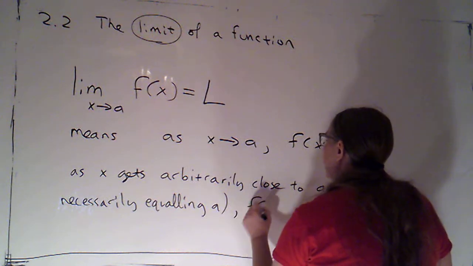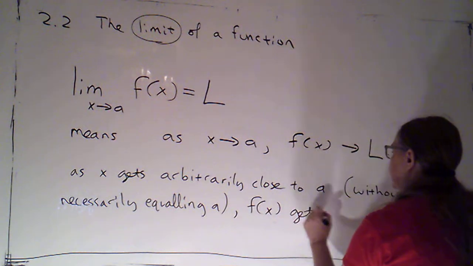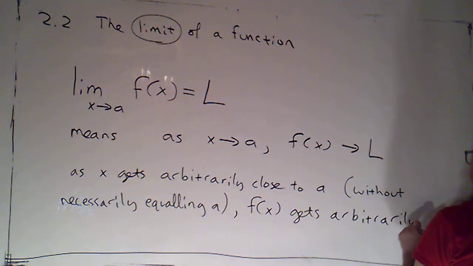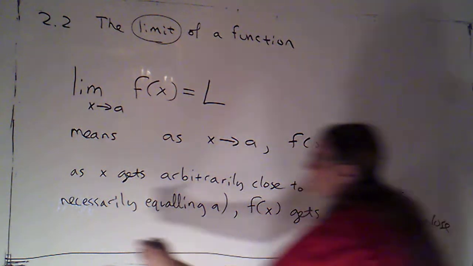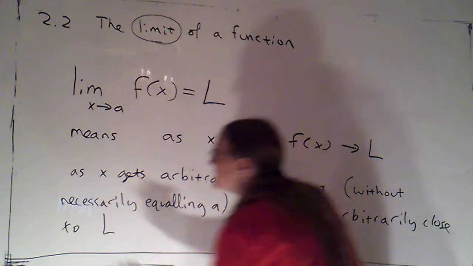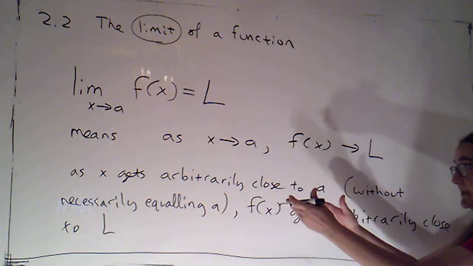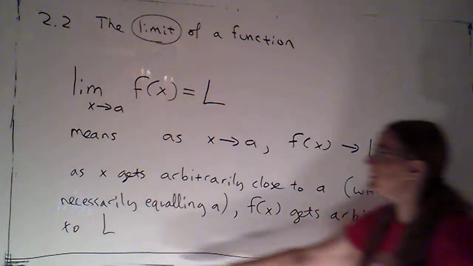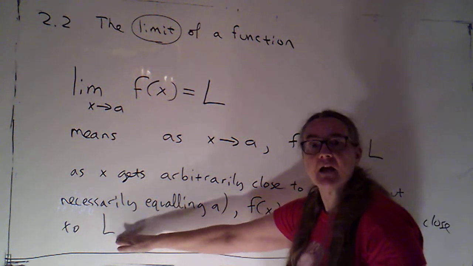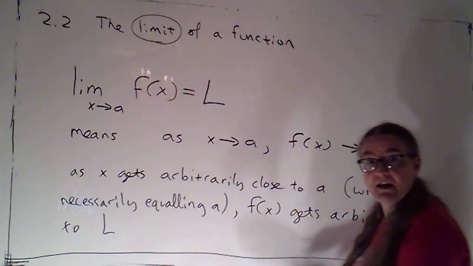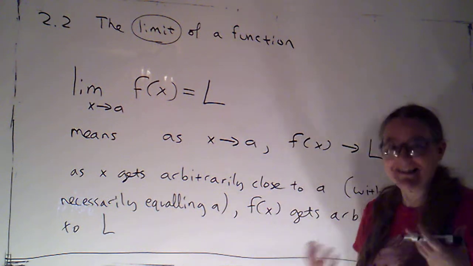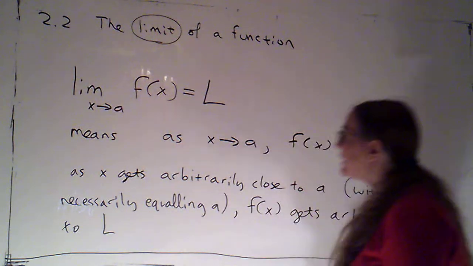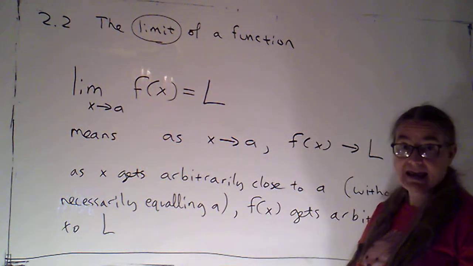Then f of x gets arbitrarily close to this number L. So as our x values get close to this number a, our y values get close to this number L. And you'll notice there's no caveat here that f of x can't equal L. It's okay if we have equality in the y values, but we're not going to consider what happens at a.